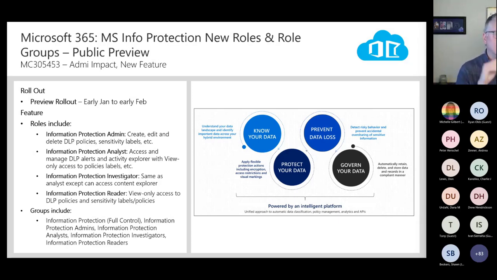So right now, public preview for this particular one: MS Information Protection, new roles and new groups. This is happening from early January to early February, and especially around the information protection side of things, these are very needed. Being able to segment who can do what, from an admin to an analyst to an investigator to a reader, is very important on the compliance side, right? So information protection. They also have associated groups around that, right? So you can have an information protection admin, which is full control over everything within that compliance information protection center.